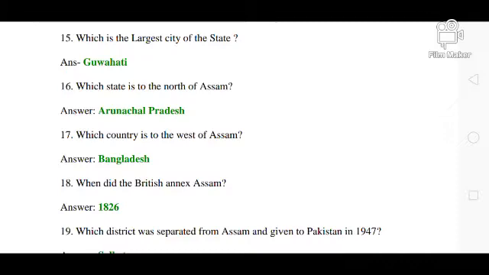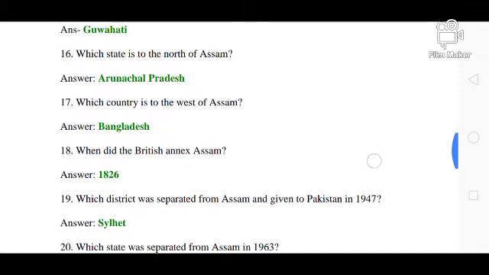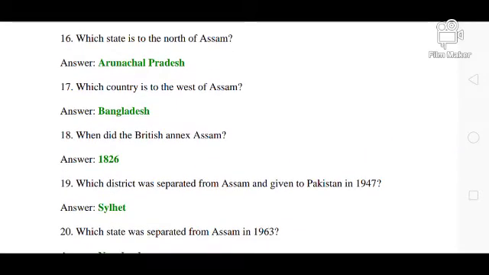The correct answer is Arunachal Pradesh. Next, which country is to the west of Assam?